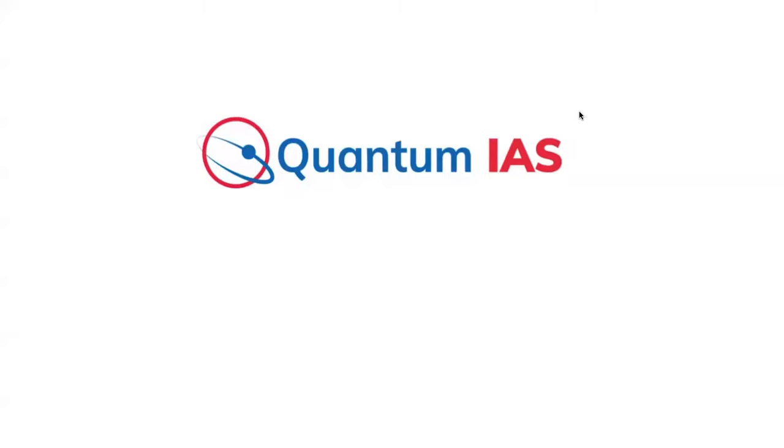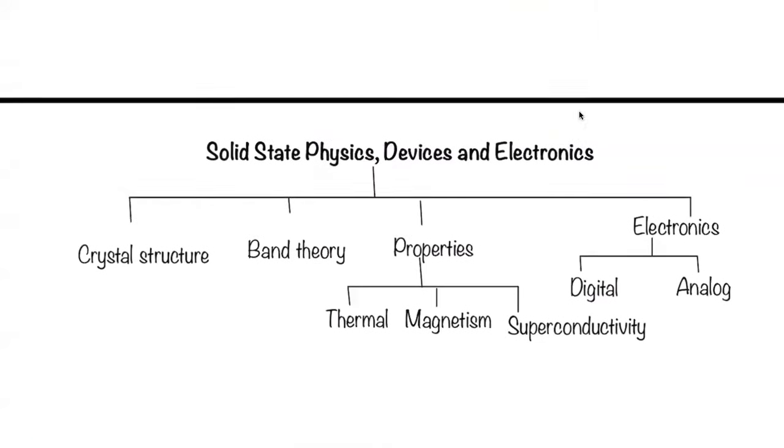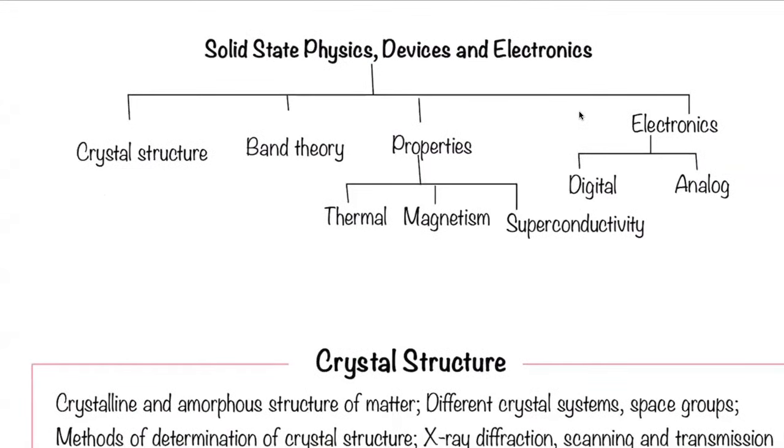From this lecture onwards, we are going to start our new module, that is solid state physics, devices and electronics. Now, let us see it one by one. This is the solid state devices and electronics, in which I have categorized this module in basically 4 units or 4 sub-modules, you can say. First one is the crystal structure. Second one is the band theory. Third one is the properties of the solids.